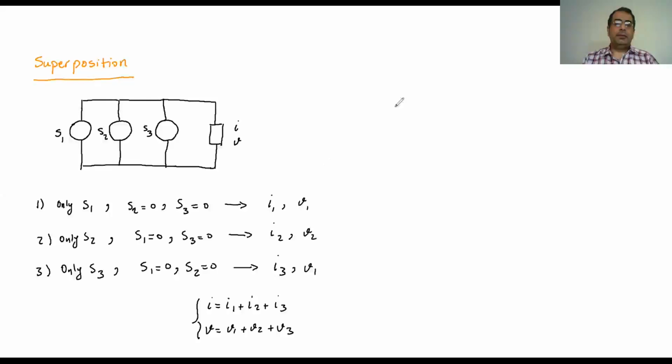Go ahead and do that. Remember that we only zero independent sources. So we do not zero dependent sources. If you have a dependent source, just leave it there. Don't worry about it. Only go ahead and zero independent sources one by one. So you zero all the independent sources but one at each step. Leave the dependent sources the way they are and work with them. Don't worry about it.